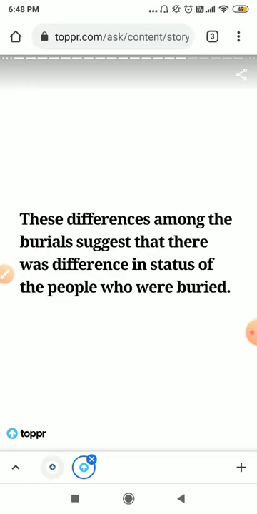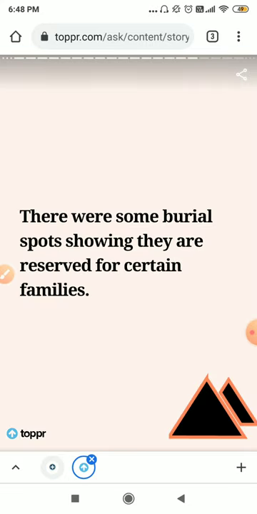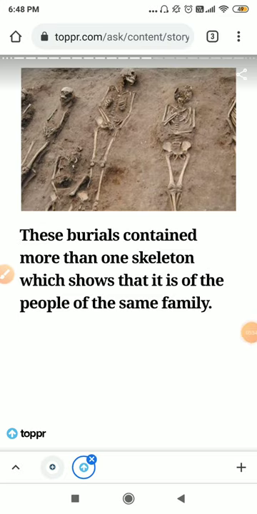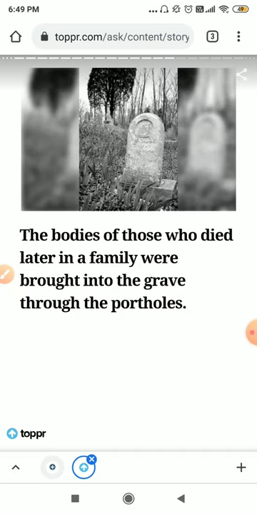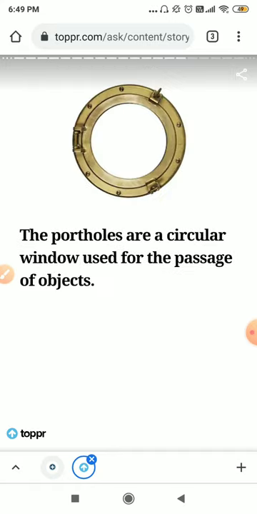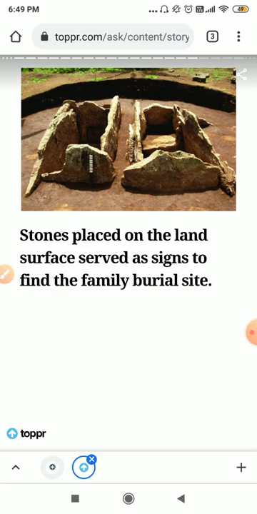Now let us look at whether some burial spots were meant for certain families. There were some burial spots which were reserved for certain families. These burials contained more than one skeleton, which shows that they were of people of the same family. The people of the same family were probably buried in the same place, though not at the same time. The bodies of those who died later in the family were brought to the grave through the potholes. Stone circles or boulders or the potholes are the circular window used for the passage of the objects. Stones placed on the land surface in circular form or in the form of boulders served as signs to find the family burial site, so that people could return to the same place whenever they wanted to.